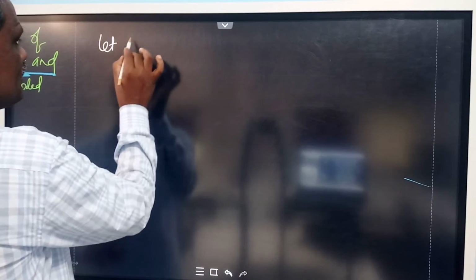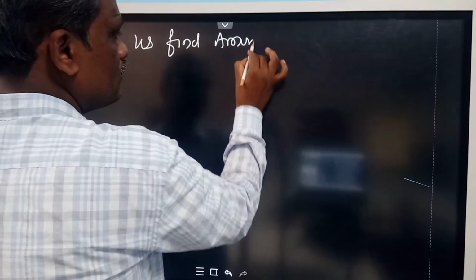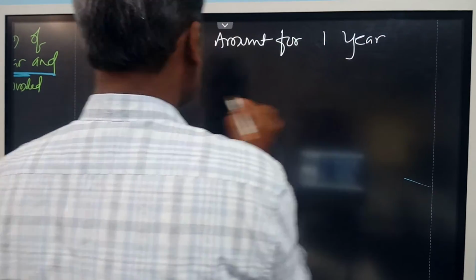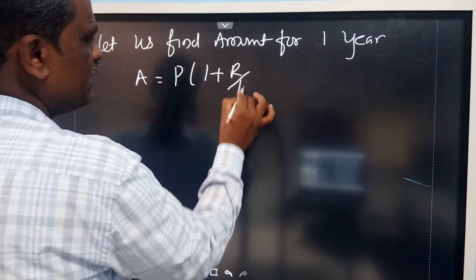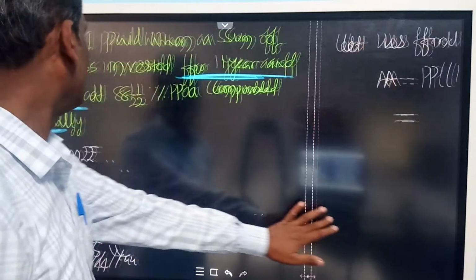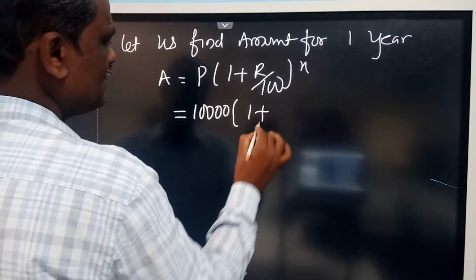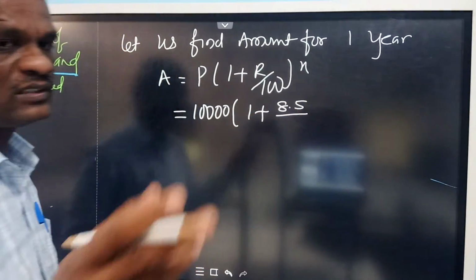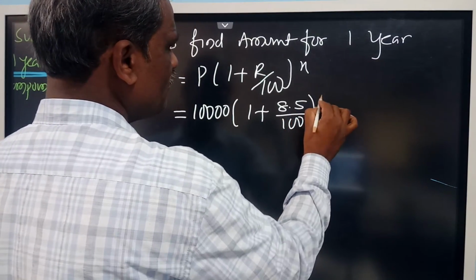So let us find the amount for the first year, 1 year. So A is equal to P into 1 plus R over 100 whole to the power n. So principal here, 10,000. 10,000, 1 plus the rate of interest is 8.5%. No need to change this sum because it is compounded annually only. 100 whole to the power 1.